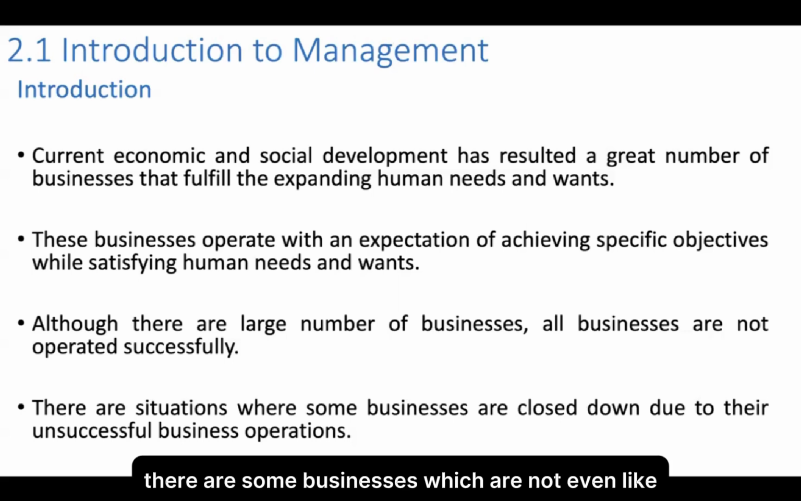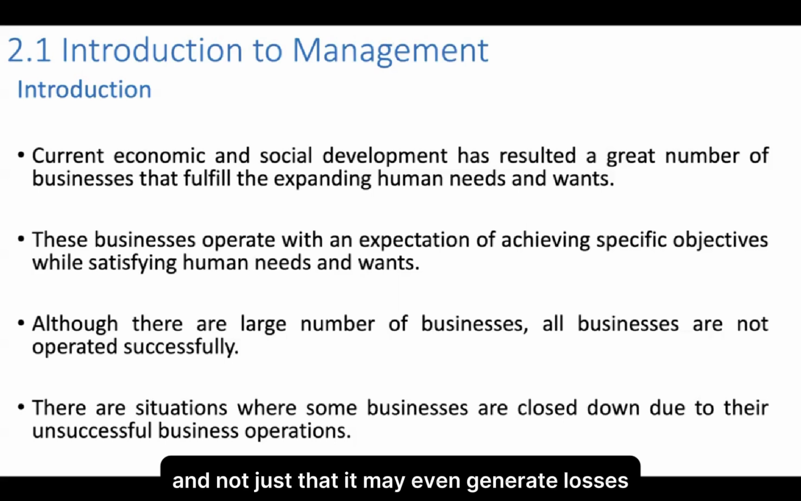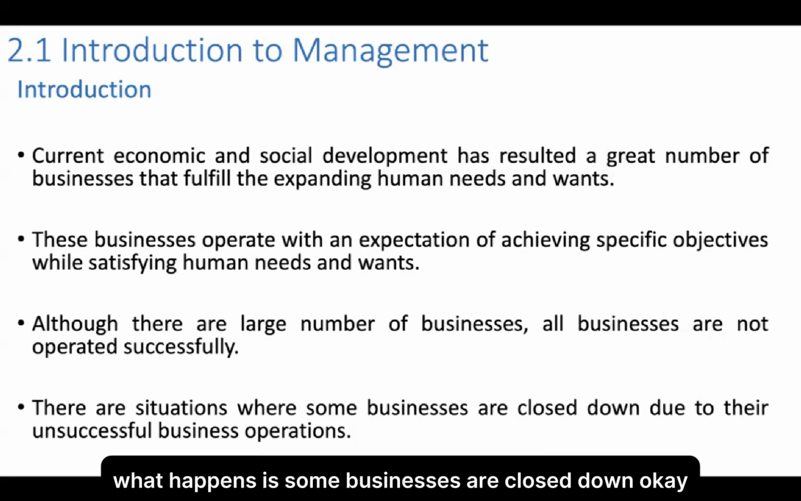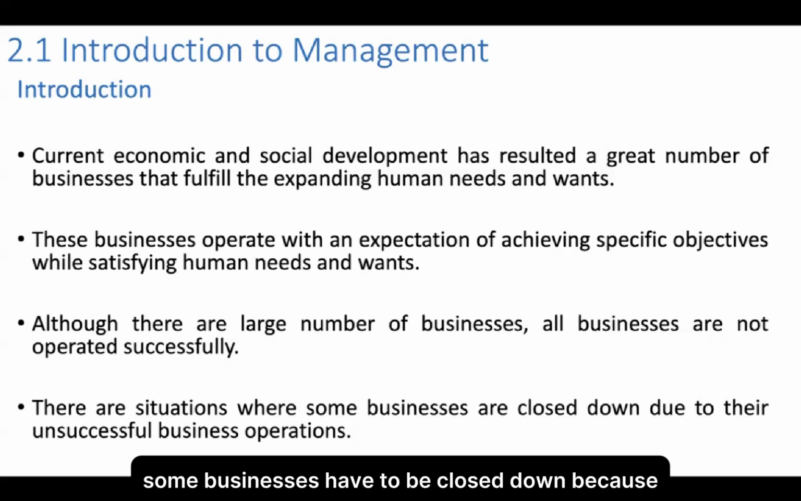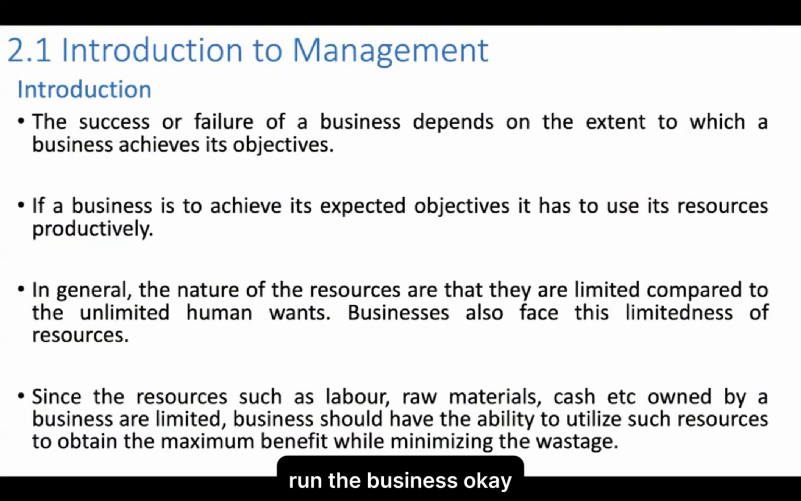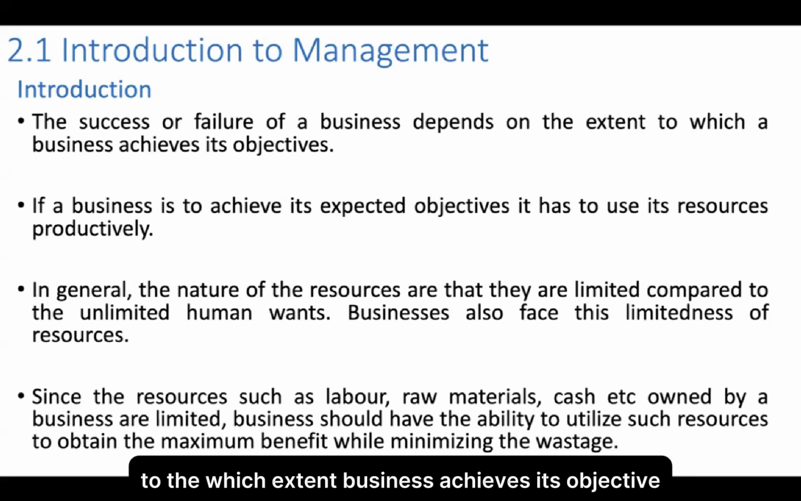So there are some businesses which are not even making profits, and not just that, they may even generate losses. When things are like that, some businesses are closed down. Some businesses have to be closed down because they are not generating sufficient income and sufficient profit to run the business. So the success or the failure of a business depends on the extent to which the business achieves its objectives.